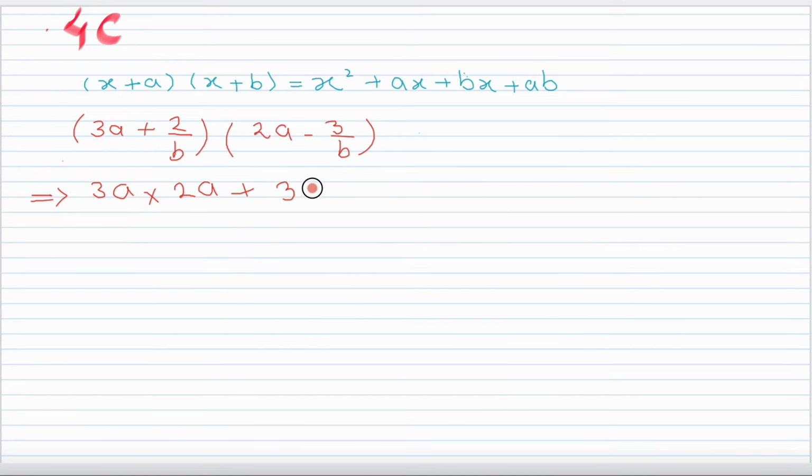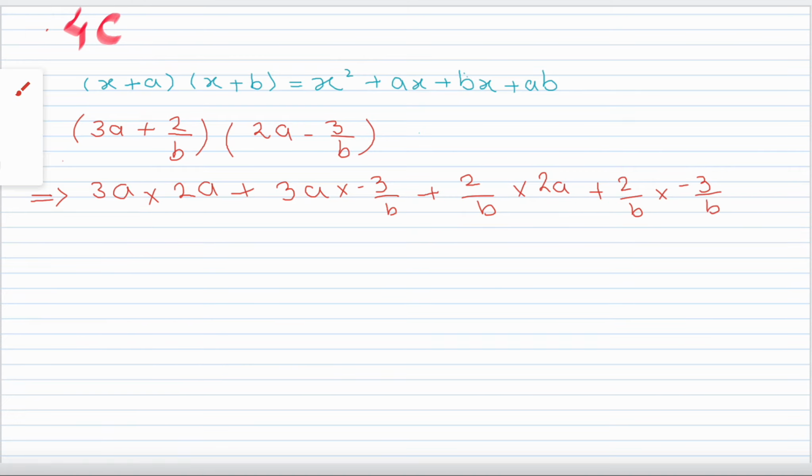3a into minus 3 upon b, plus 2 upon b multiplied by 2a, plus 2 upon b multiplied by minus 3 upon b.